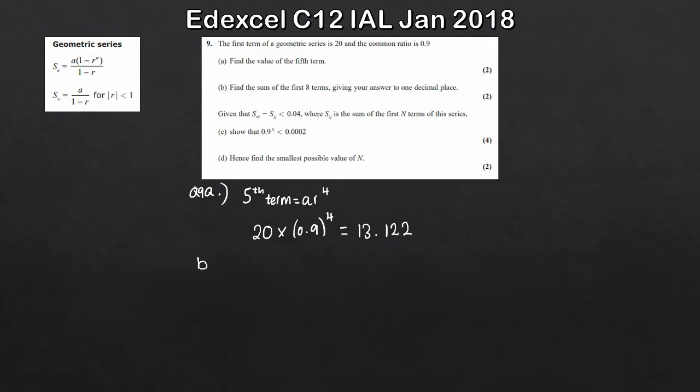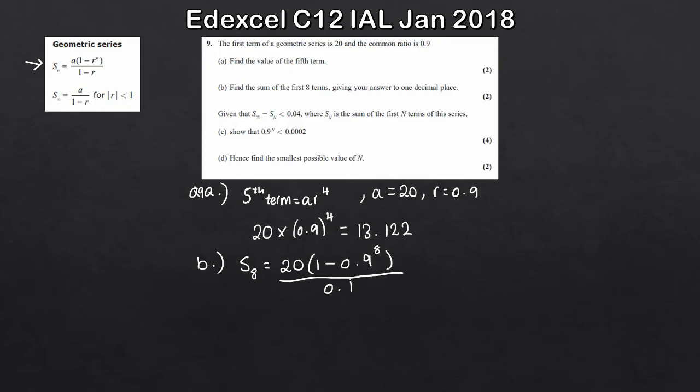Part B then, we're asked to find the sum of the first 8 terms. So we're just using this formula here. So if we do that, that's going to be A. So what's our A? Let's just write everything at the top. A is 20. R is 0.9. So plugging everything in here, that's going to be 20, 1 minus R, which is 0.9, to the power of n, so that's to the power of 8 here. We divide this all by 1 minus r, so 1 minus 0.9 gives us 0.1 there. Plug all this into your calculator.